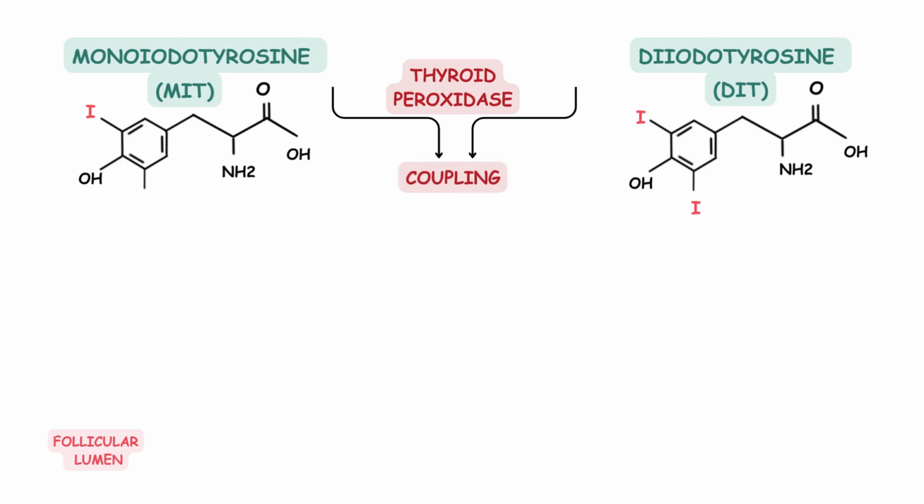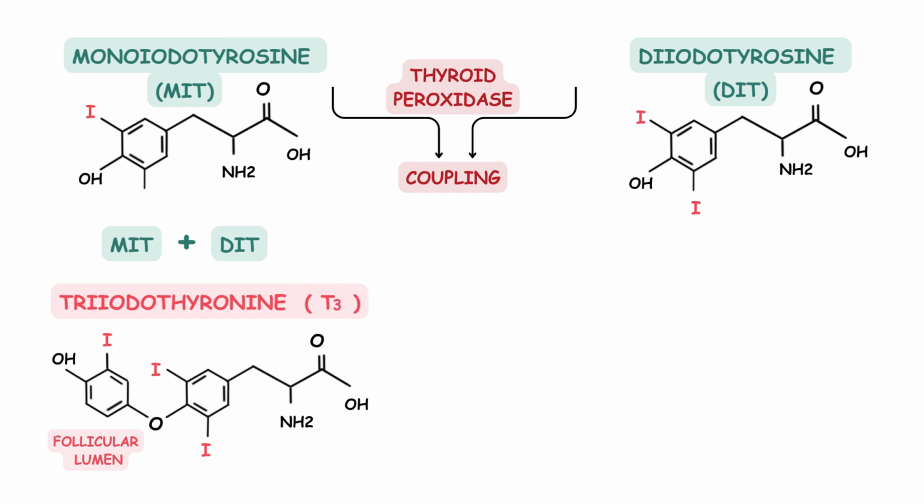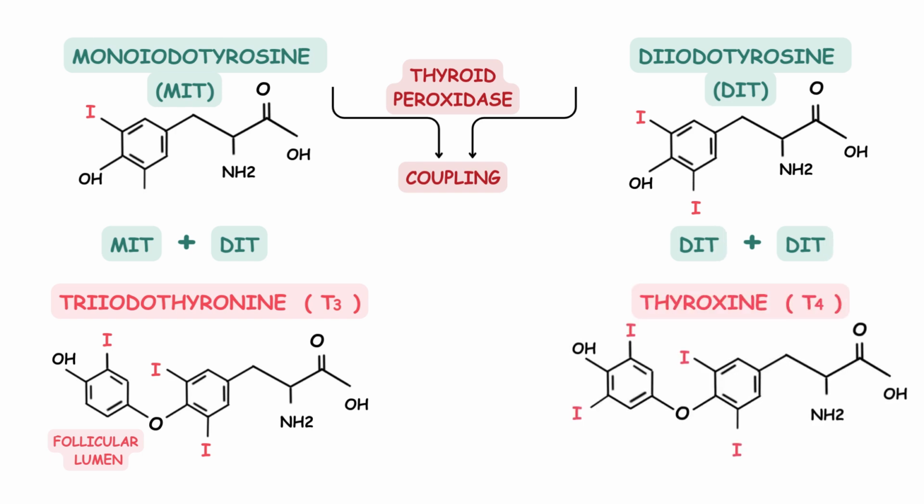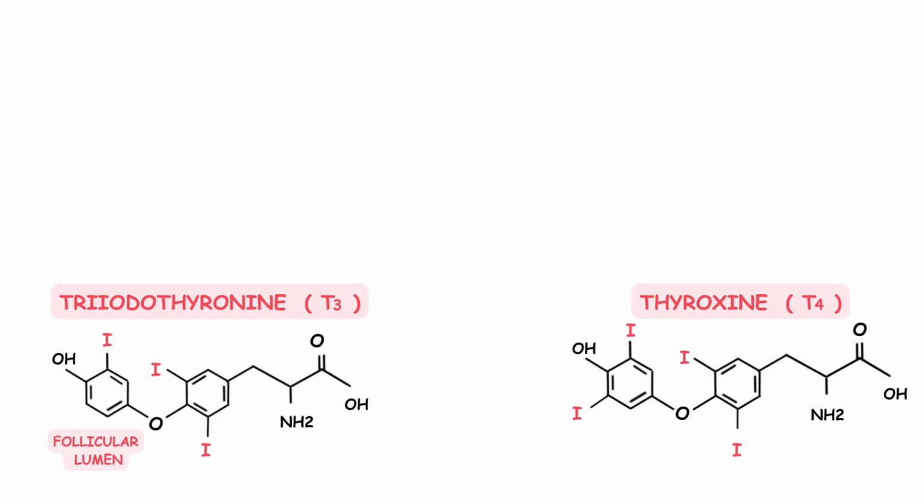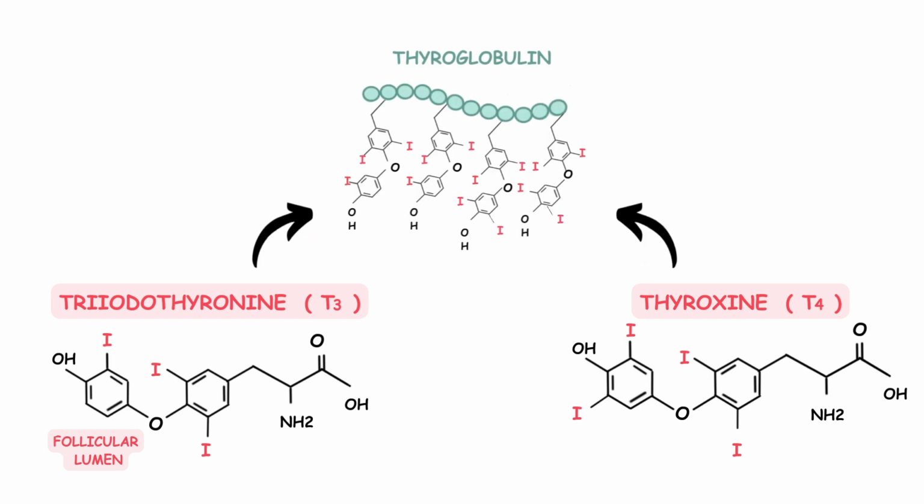Coupling one molecule of monoiodotyrosine plus one molecule of diiodotyrosine makes triiodothyronine or T3 hormone. And coupling two molecules of diiodotyrosine makes thyroxine or T4 hormone. Then the newly formed T3 and T4 remain attached to thyroglobulin within the follicular lumen, creating a reservoir of thyroid hormones that can be used when needed.